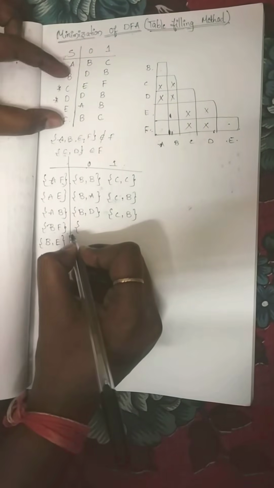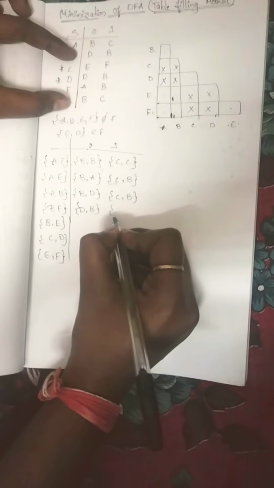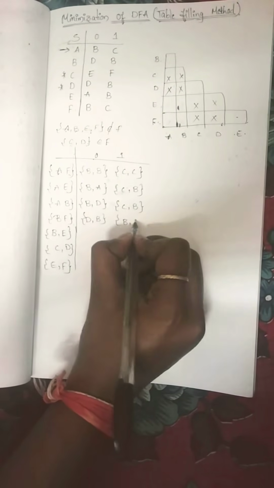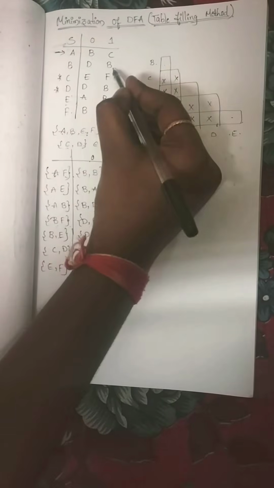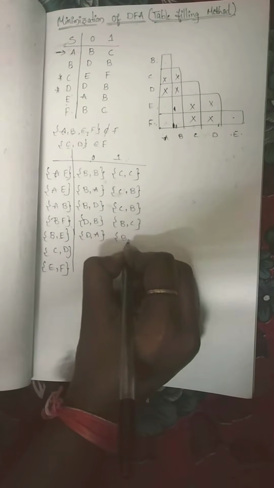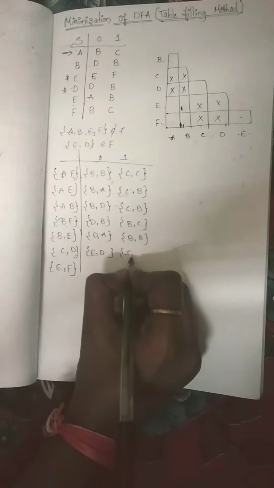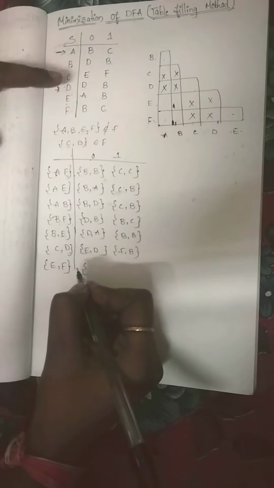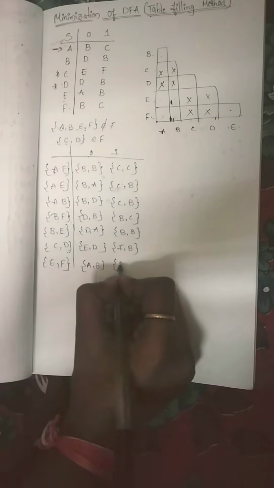B, F on 0 goes to D, B. B, F on 1 goes to B, C. B, E on 0 goes to D, A. B, E on 1 goes to B, B. C, D on 0 goes to E, D. C, D on 1 goes to F, B. E, F on 0 goes to A, B. E, F on 1 goes to B, C.